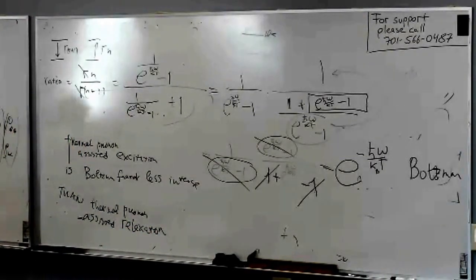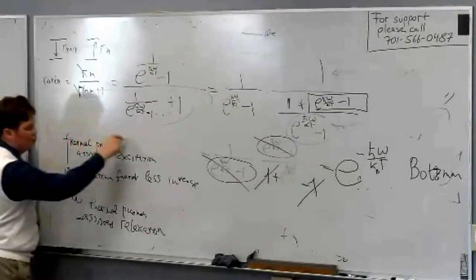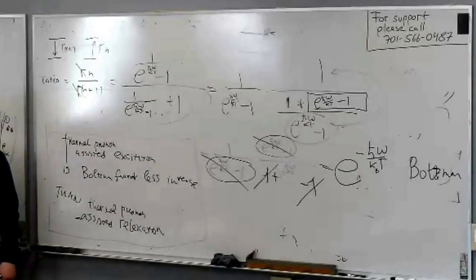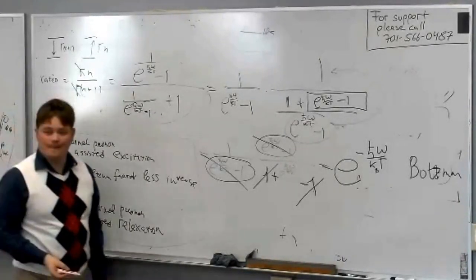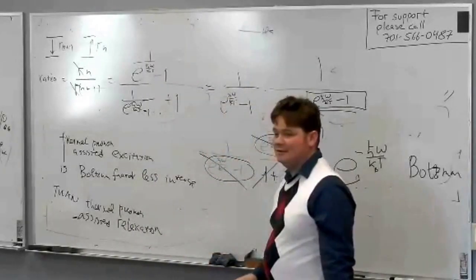How can we summarize this verbal formula into two words? Two words? Yes. Detailed balance. Yes, perfect.